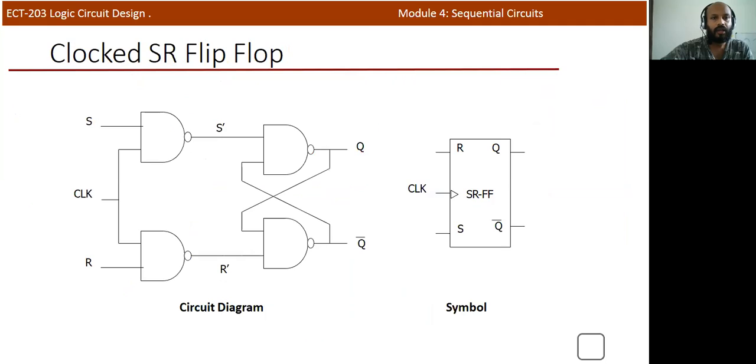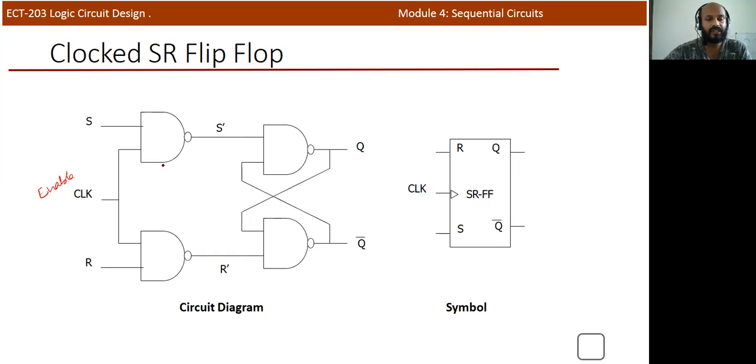Now we will discuss the clocked SR flip-flop. In the previous case, whenever you apply an input, the output will change. There is no control on the input side. Whenever the values of S and R change, correspondingly Q and Q bar will change. In order to make a control over that input, we will apply a signal called a clock signal, or we can call it an enable signal.